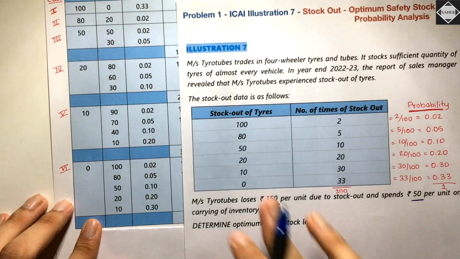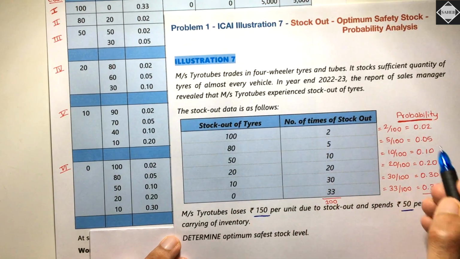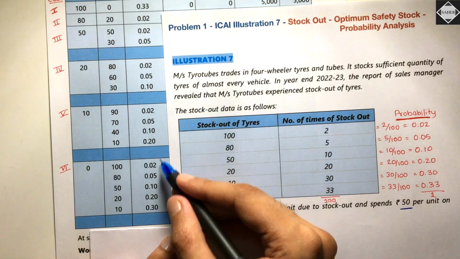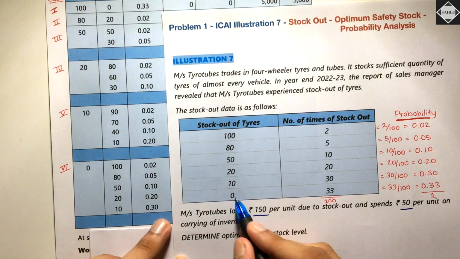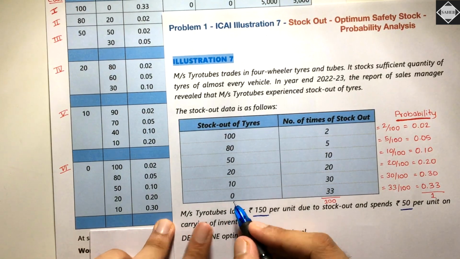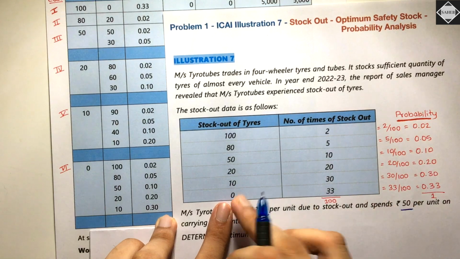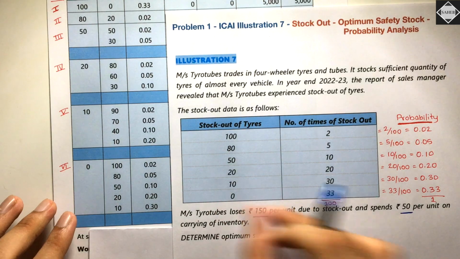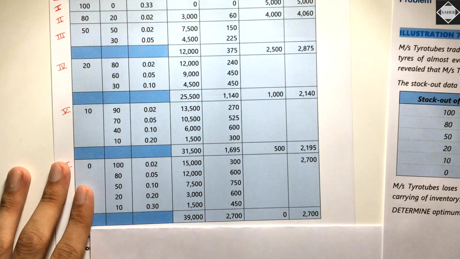So the chances of this happening are, first scenario 2%, 5%, 10%, 20%, 30%, right? So all that you have to take. And if there is a demand of 0, then there will not be any stock out, because there is no demand. So that's the thing. Is it clear? So that last calculation will not happen because it's 0 only.